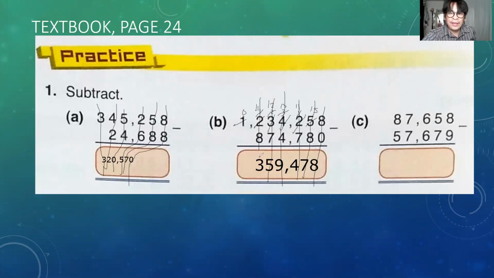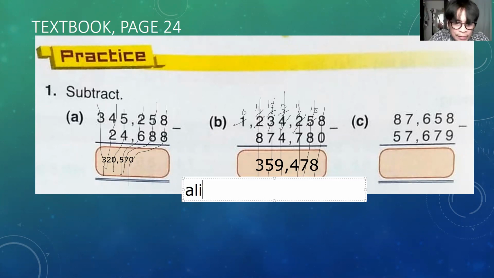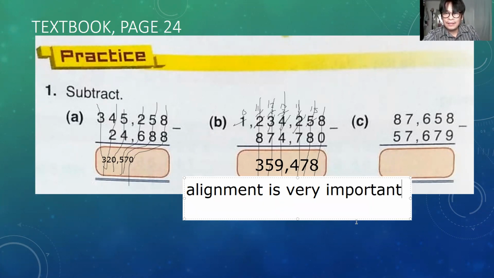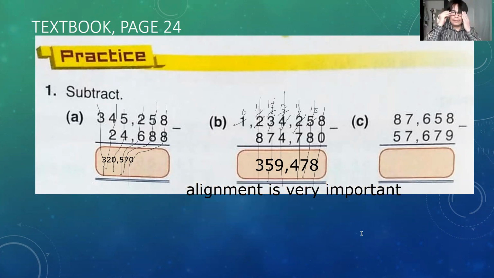And make sure again that they are in proper line, proper column, proper place values column, or proper alignment. I have to write here, alignment is very important. When you say alignment, from the word line. How about letter C? Who wants to answer instead of Look, Pry?